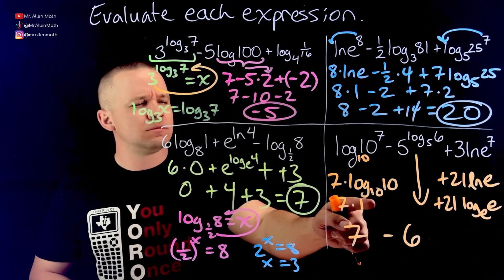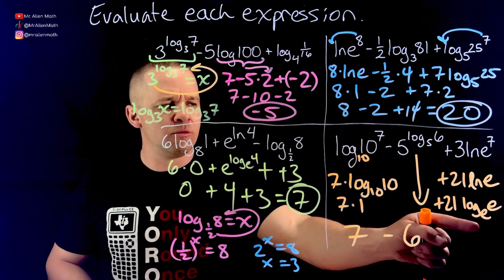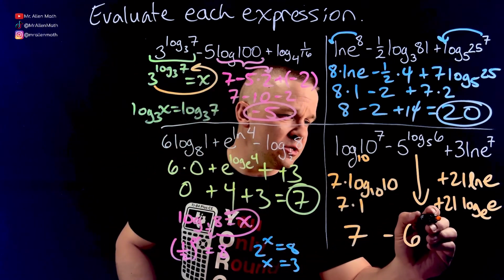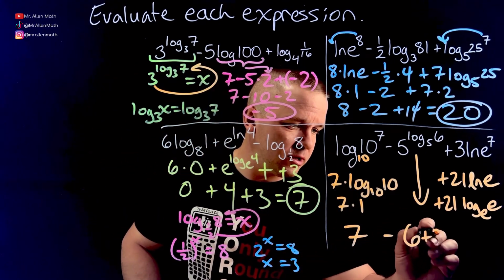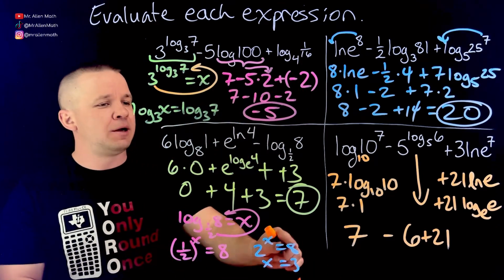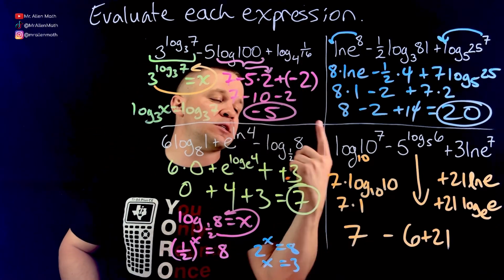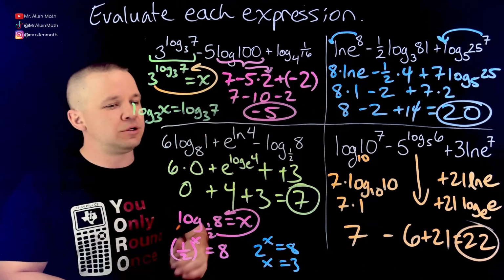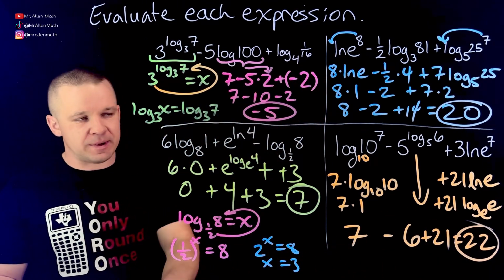Log base 10 of 10 was just 1. Would it make sense that log base e of e is also just 1? Absolutely. So this is 21 times 1, which is just plus 21. So then we got 7 minus 6 is 1, plus 21 is 22. Nice, man. That was a lot.